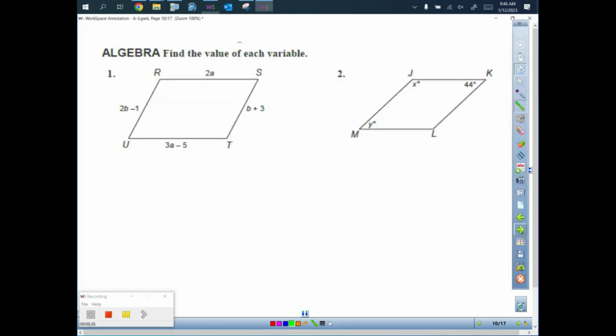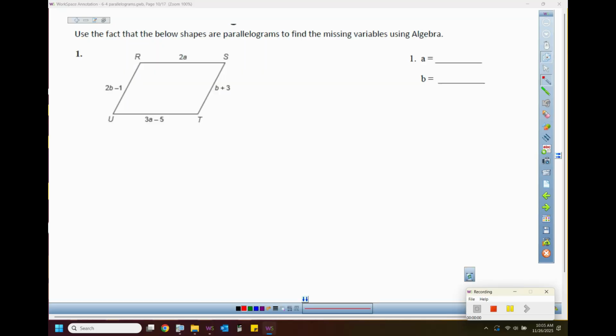So, all right, now that we know our properties of our parallelogram, let's use them because they say the shapes here below are all parallelograms. Find the missing values using algebra. You really got to ask yourself this: what do I have expressions on? Do I have them on sides, angles, or diagonals? And you can tell that these guys right here are on sides.